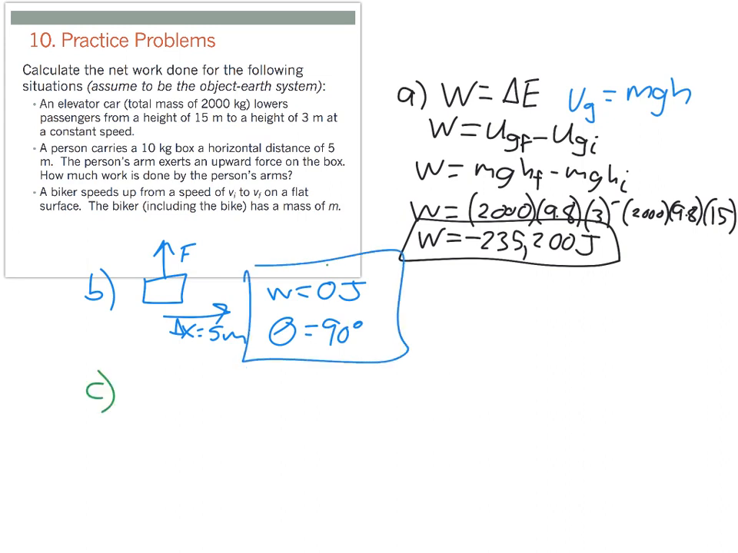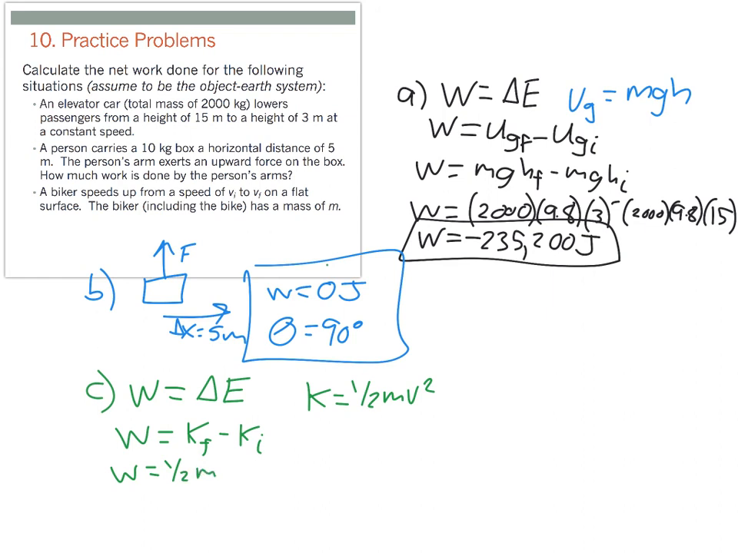For part C, a biker speeds up from a speed of Vi to a speed of Vf on a flat surface, and we know the mass of the biker, so this is another case where we're thinking about our change in energy. In this case, we're moving, so we're thinking about kinetic energy, 1/2 mv squared. So our work done is going to be our final kinetic energy minus our initial kinetic energy. We can substitute in what we know here, so our final is 1/2 mass times V final squared. Our initial is 1/2 mass times V initial squared.